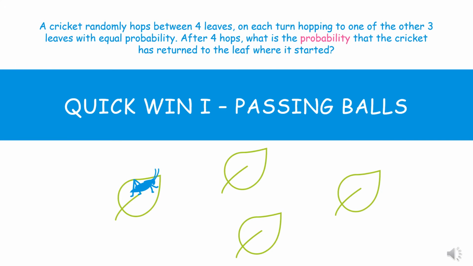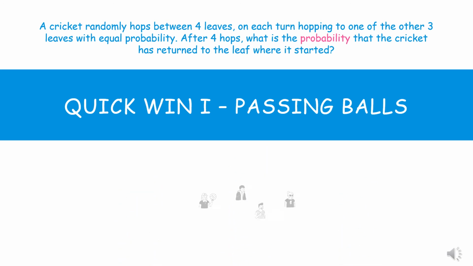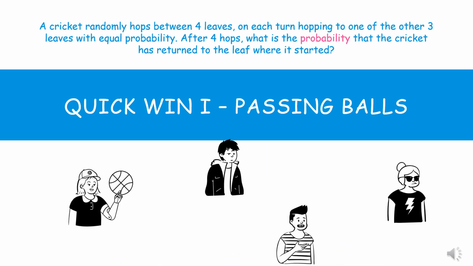Still, however, could there be a better way? In fact, there is. Looking at this picture, does anything come to you? No? What this reminds me of is a ball passing game. Each leaf is a person and the cricket is the ball.